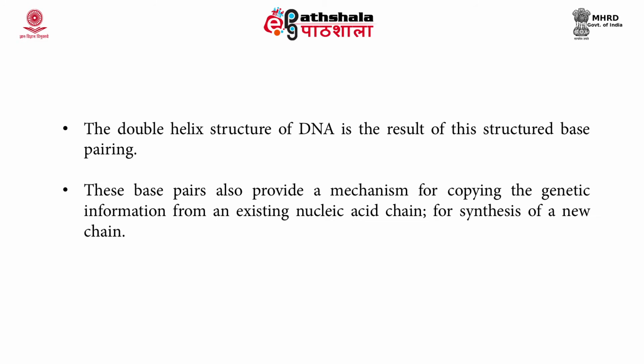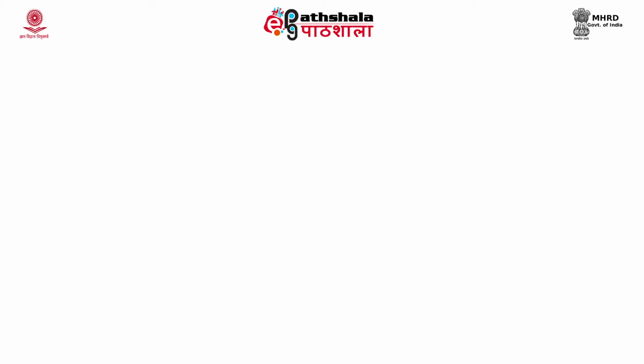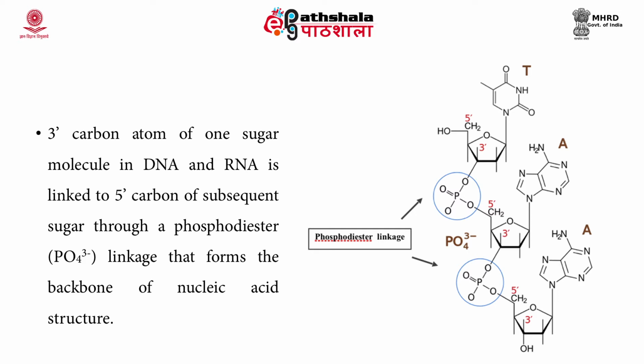These base pairs provide a mechanism for copying the genetic information from an existing nucleic acid chain for synthesis of a new chain. A phosphodiester linkage present in macromolecules consists of 3' carbon atom of one sugar molecule linked to 5' carbon of subsequent sugar, a phosphodiester linkage that forms backbone of nucleic acid structure.